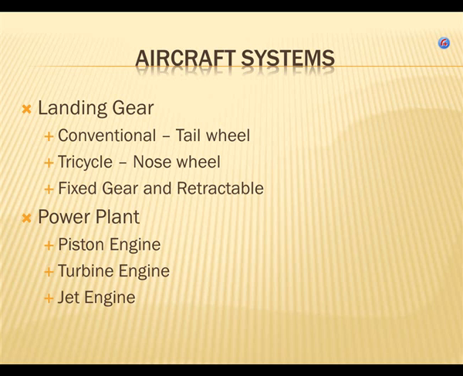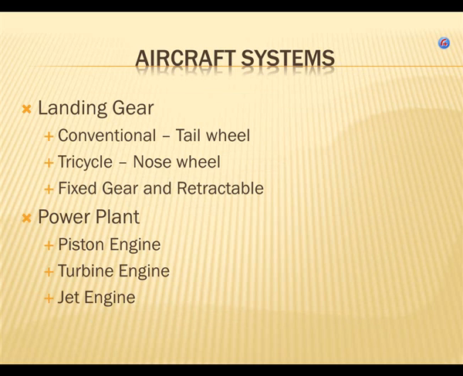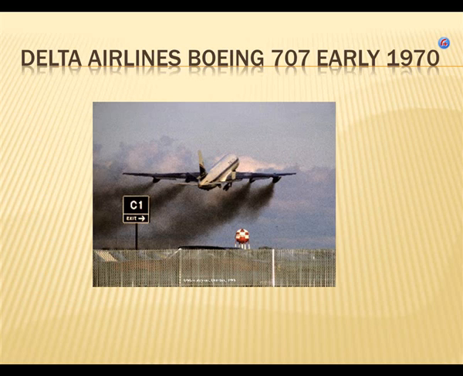Okay, so part of the systems on an airplane is the landing gear. We talked about tail wheel and nose wheels and fixed gear and retractable. Oh, I'm sorry, we already talked about that. Now we're at power plant and jet engine. So let's look at the jet engine.